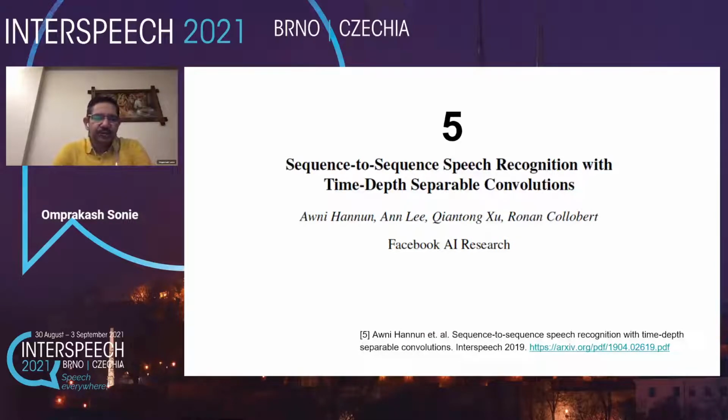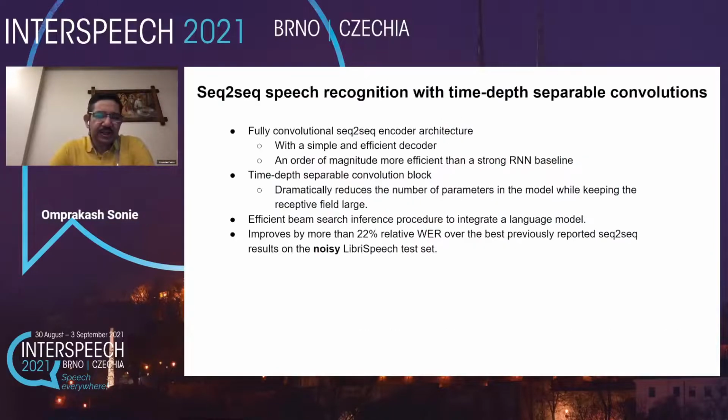The next one which we will talk about is sequence to sequence speech recognition with time depth separable convolutions. In this case, the idea is that we want a very simple and efficient decoder, many orders of magnitude more efficient than a strong RNN baseline.